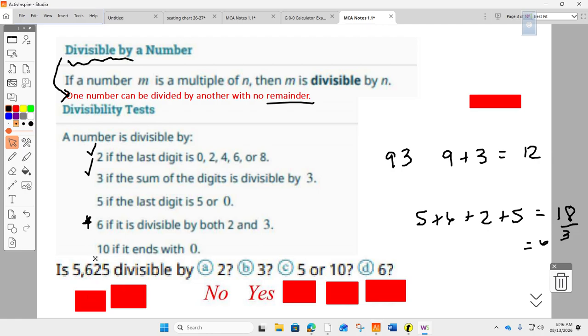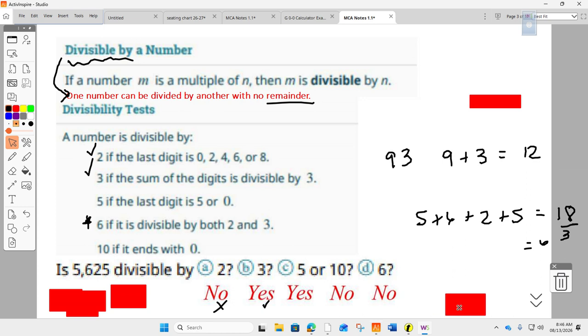Is it divisible by 5? Yep. Is it divisible by 10? No. It has to end in a 0 to be divisible by 10. Is it divisible by 6? So it's divisible by 3, but not by 2. So we don't have to do anything. We know automatically, if we remember our shortcut, that it's not divisible by 6. Okay? Any questions?